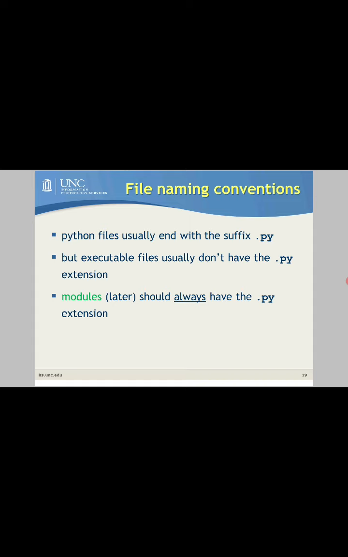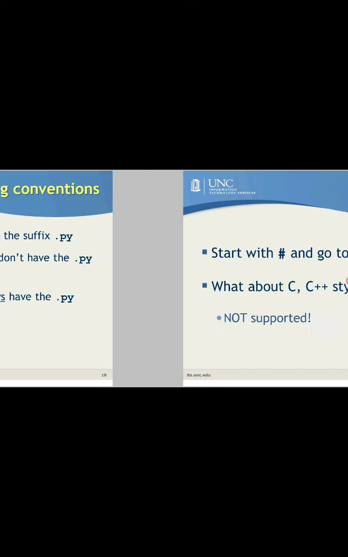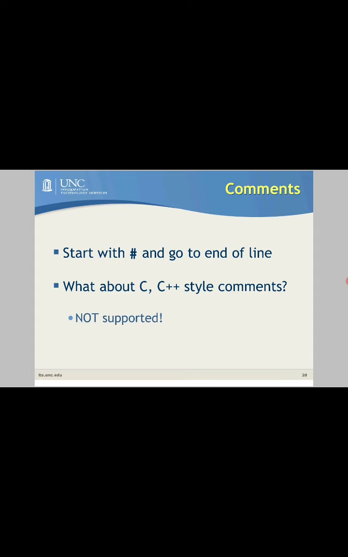File naming convention. Python files usually end with the suffix .py. Python programs and Python scripts have the extension .py, but executable files usually don't have the .py. Executable files have different extensions. Modules should always have the .py extension. How to use comments in Python? Generally in Python, comments begin with a hash symbol.